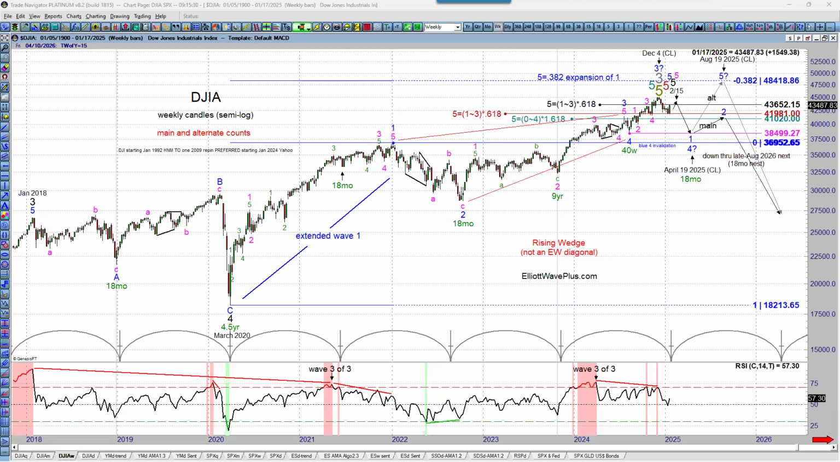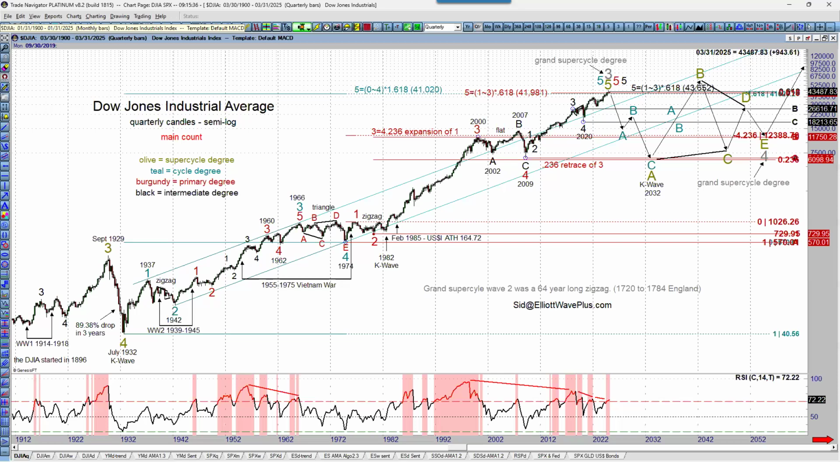So I didn't want anyone to get the wrong impression that I'm just hard and fast going to stick with this main count until it's invalidated. I do have a main and an alternate on both the Dow and the S&P.